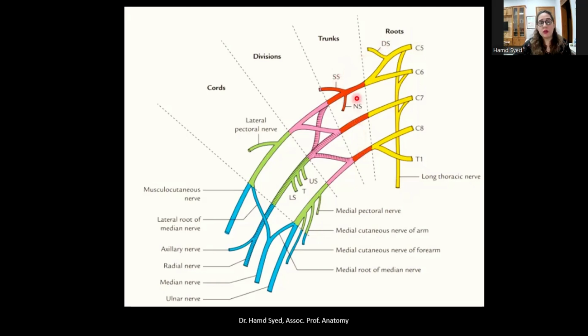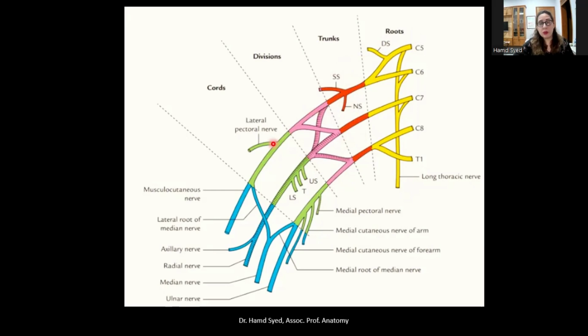In case of the trunks, remember it is only the upper trunk which is going to give rise to two minor branches, and these are the suprascapular nerve and the nerve to the subclavius. So these two are the ones arising from the upper trunk of the brachial plexus. The divisions, I told you, don't give rise to any minor branches. Now let's come to the cords.